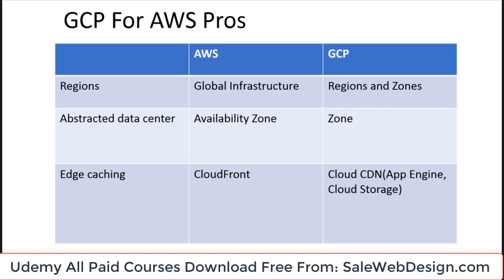Now, we have AWS. Their idea of a region is really called global infrastructure. Google Cloud breaks it down into regions and zones, but in reality, it's really the same thing. When it comes to an abstracted data center, that's a zone. And a zone is exactly what you would think it is in the world of AWS. And it's really the same in Google Cloud. Now, let's talk about some of the differences here.